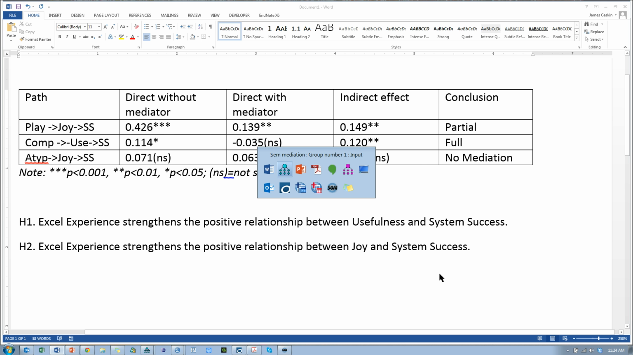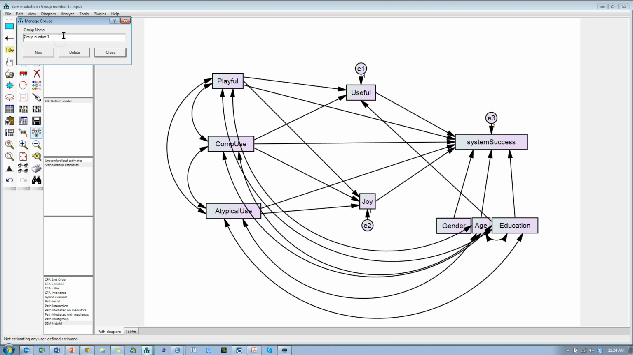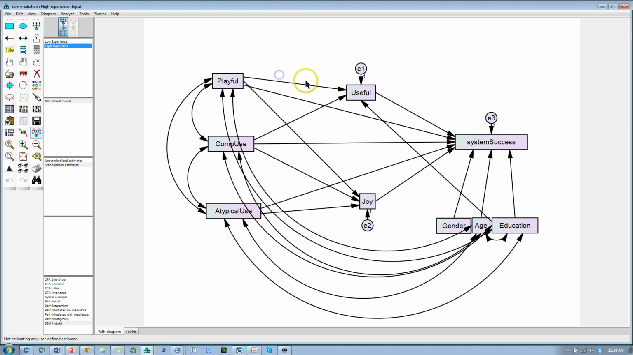Yep. Let's do it. So just like before, we double click group number 1 over here. Double click that. Change it to low experience. And new, high experience. And close. And I'll show you a fun little trick in just a sec. Okay, and then there's this little trick you can do.